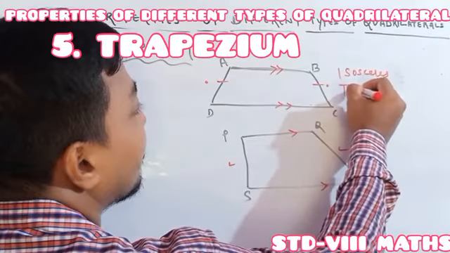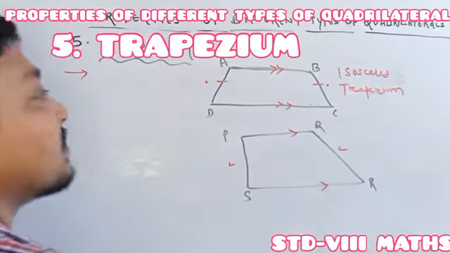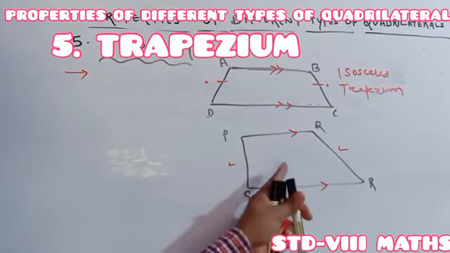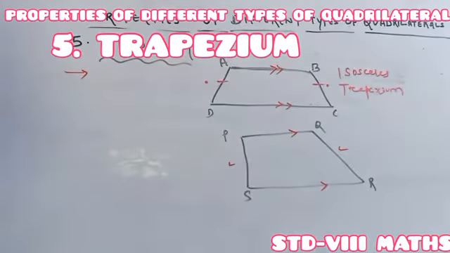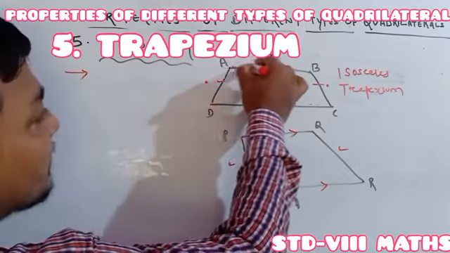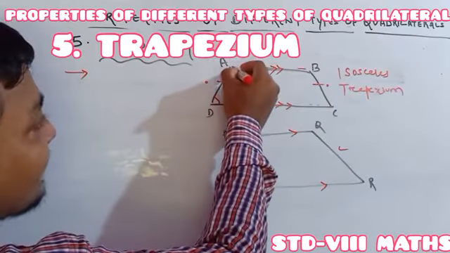Isosceles. This one is your isosceles trapezium, this one is our normal trapezium. Understood or not understood? You have to remember this one is parallel, this one is parallel, and here are the non-parallel sides.